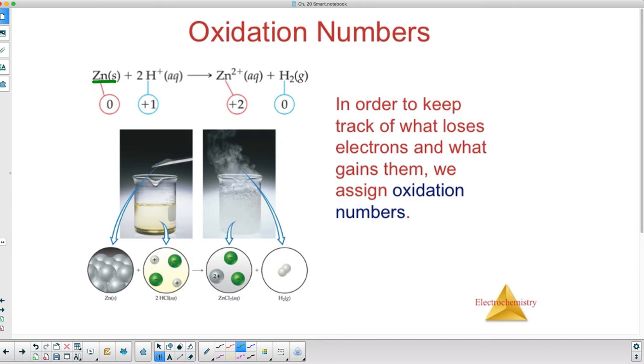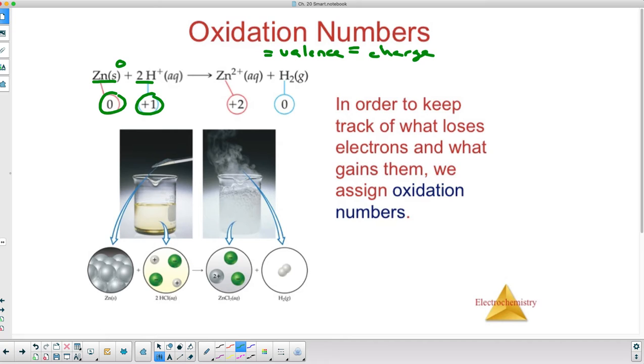Zn here would be an atom because it doesn't have a charge, and H plus here would be an ion because it does have a charge, or a difference in electrons from the number of protons. So in order to keep track of what's lost and what's gained, we assign oxidation numbers. If you take a look at the equation here, you can see that zinc has an oxidation state of 0. That's what it says here. Hydrogen has a +1, so oxidation number is the same thing as valence, which is the same thing as charge. We use all of these same words: oxidation state, oxidation number, valence, and charge all basically mean the same thing.